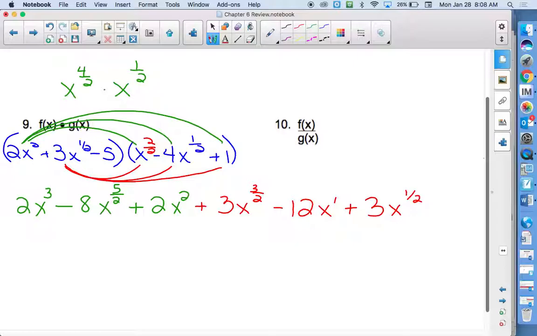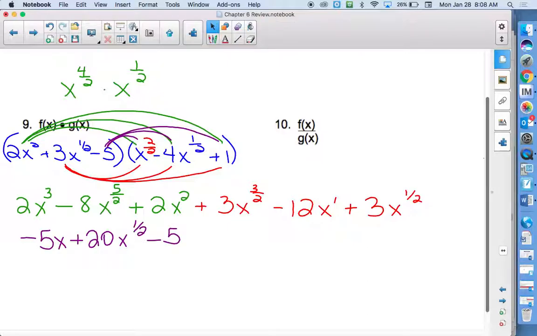So there were 3 terms. We now need to distribute that last term, which is thankfully just a -5. There's not an x with it. So you're taking -5 times x. -5 and -4 is a positive 20 with an x to the 1/2, and then -5 and positive 1.